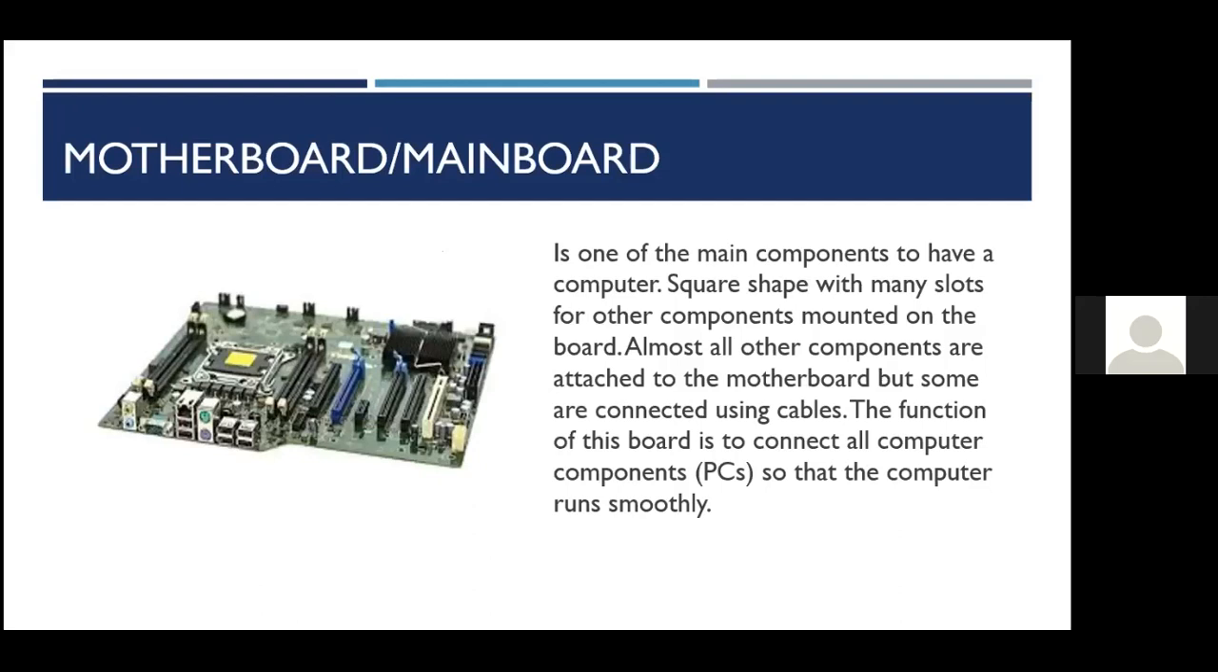Now, this is the first component. This board is called a motherboard. It is one of the main components that a computer has. This square-shaped board has many slots for other components mounted on the board. Almost all other components are attached to the motherboard, but some are connected using cables. The function of this board is to connect all the computer components so that the computer runs smoothly.